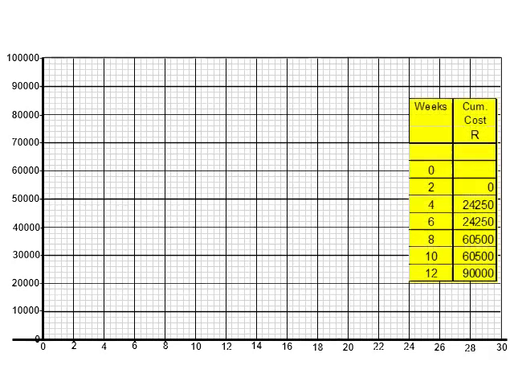We start off by drawing the cumulative cost line. To do this we need to refer to the cumulative monthly cost column in the worksheet. The amounts reflected are 24,250, 60,500, and 90,000 Rand. We now plot these amounts, relative to the horizontal scale, at monthly intervals, that is, every 4 weeks, and relative to the vertical monetary scale. Thereafter, draw a red dotted line, connecting these positions on the graph paper.